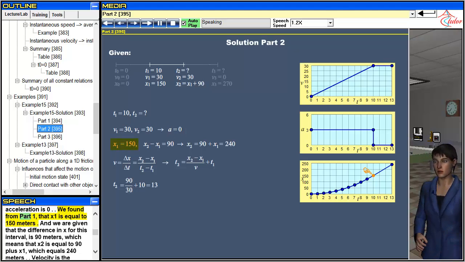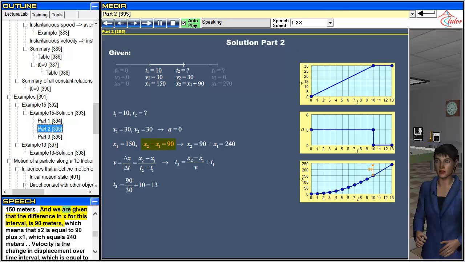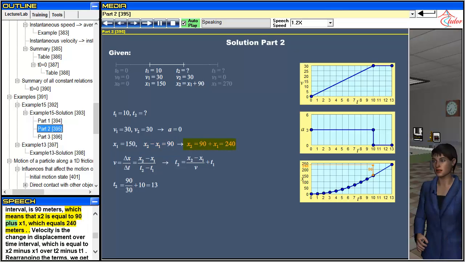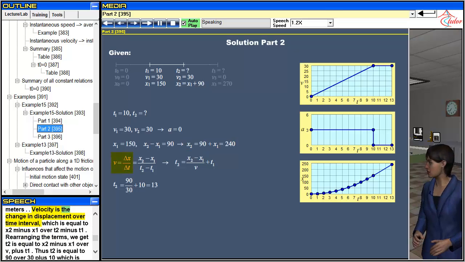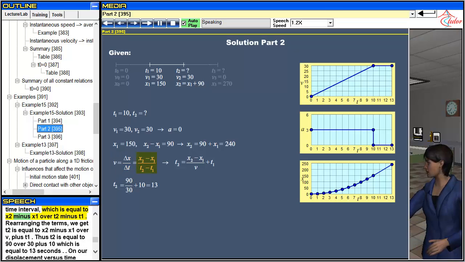We found from part 1, that x1 is equal to 150 meters. And we are given that the difference in x for this interval, is 90 meters. Which means that x2 is equal to 90 plus x1, which equals 240 meters. Velocity is the change in displacement over time interval, which is equal to x2 minus x1 over t2 minus t1. Rearranging the terms, we get t2 is equal to x2 minus x1 over v, plus t1.